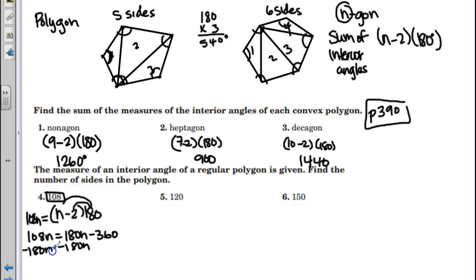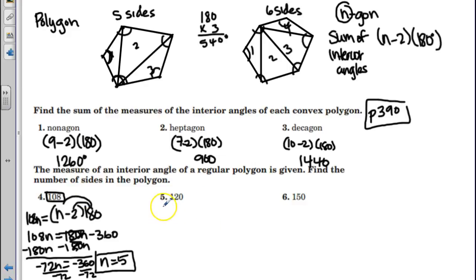Subtract 180n from both sides. We want our n's together on one side. And when I subtract that, I get negative 72n. This is gone. Equals negative 360. Last step to solve this, divide by negative 72. And n is 5. So the number of sides in that polygon is 5.